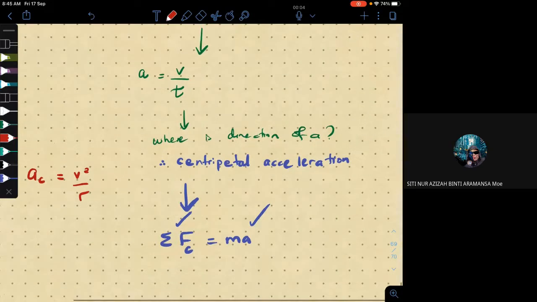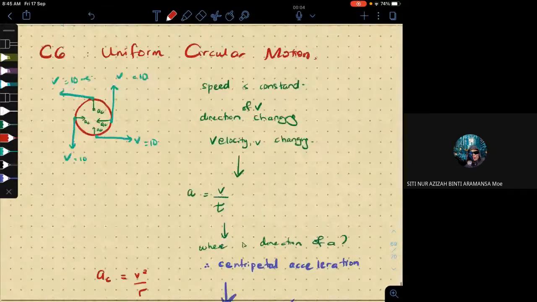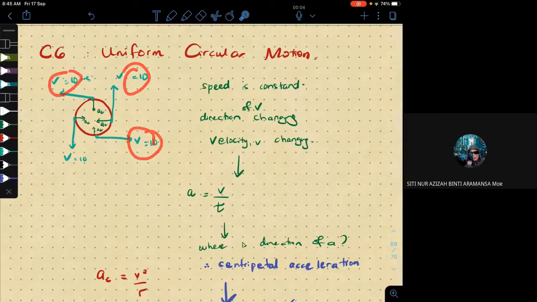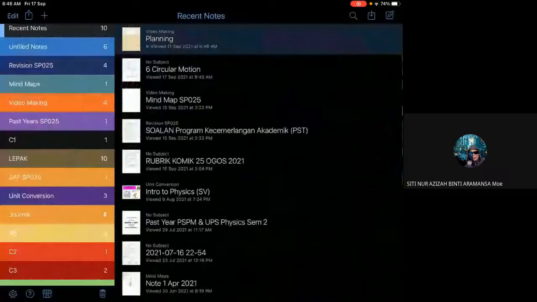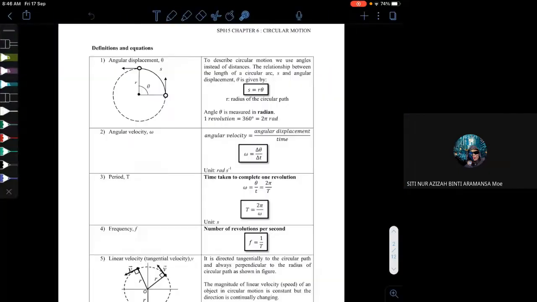So V tu adalah kita punya nilai V ni, this one, 10. And then R tu adalah dia punya radius, radius of your circle. So maksudnya sama ada soalan bagi ataupun kita kena cari sendiri menggunakan information yang ada. Okay. So let's try to do a couple of questions untuk circular motion.